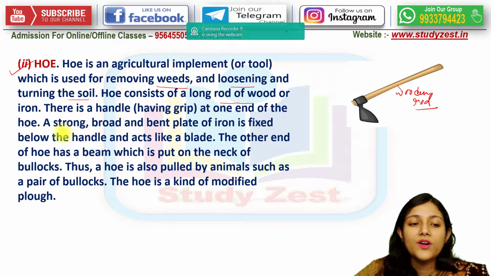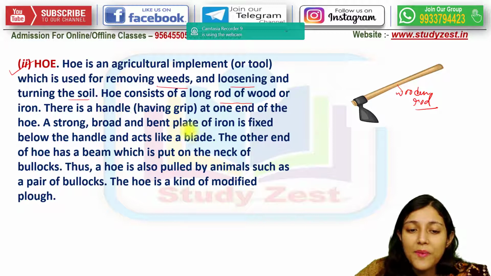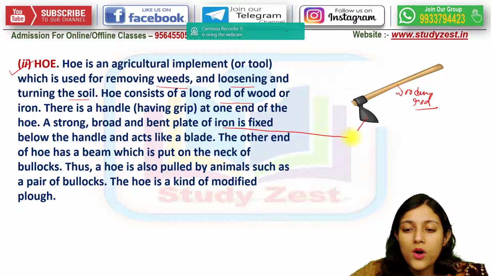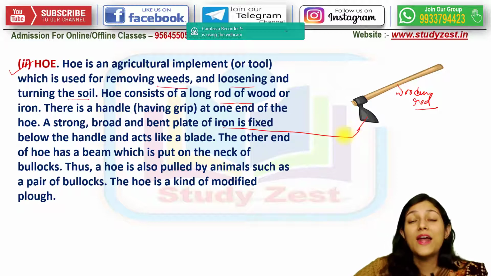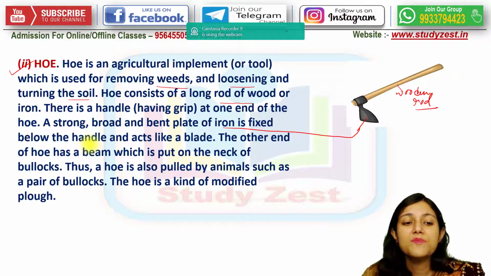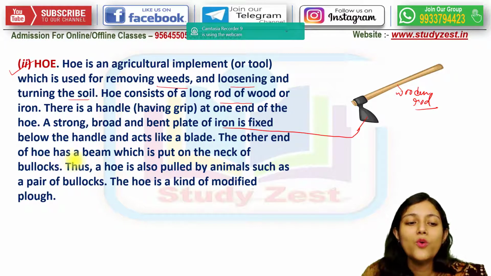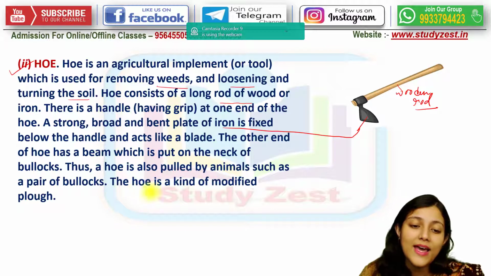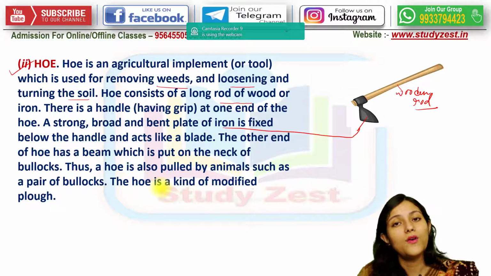At one end of the hoe, there is a strong, broad and bent plate of iron. This is the strong and bent flat plate of iron. It is fixed below the handle and acts like a blade. On the other hand, the hoe has a beam which is put on the neck of the bullock. Thus, it is pulled by animals such as a pair of bullocks, and it's a kind of modified plow only.